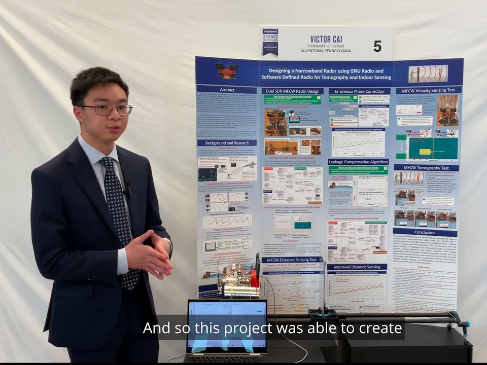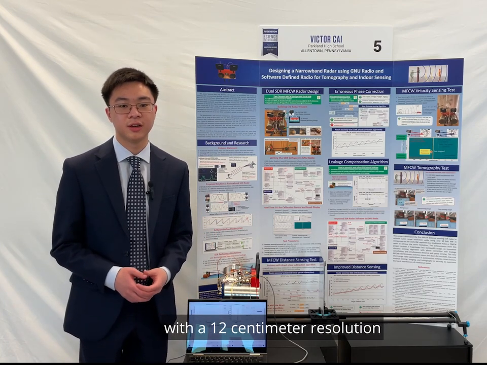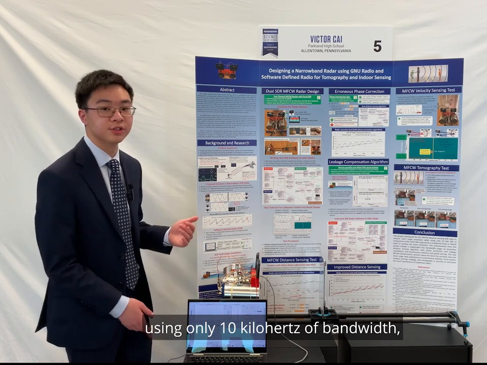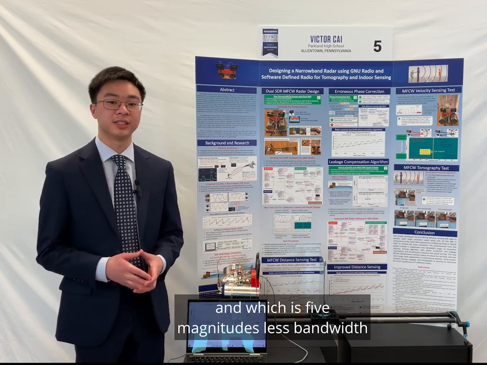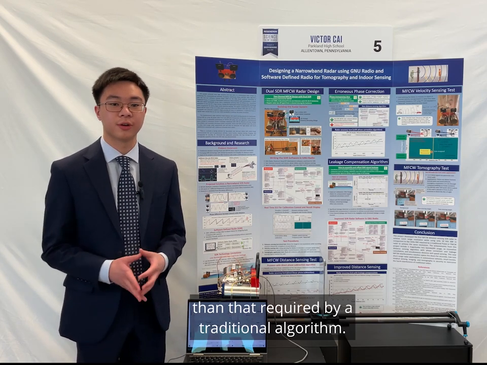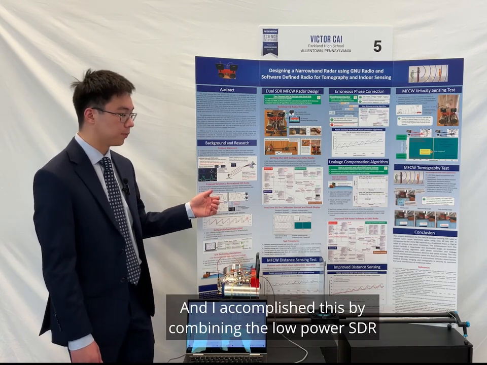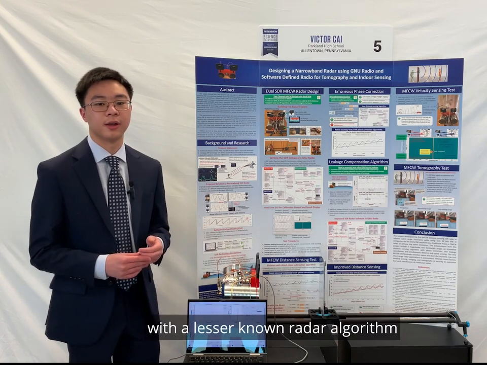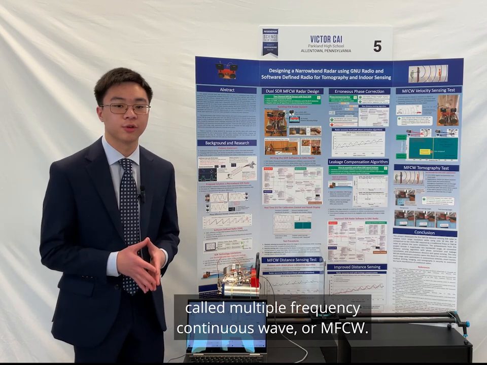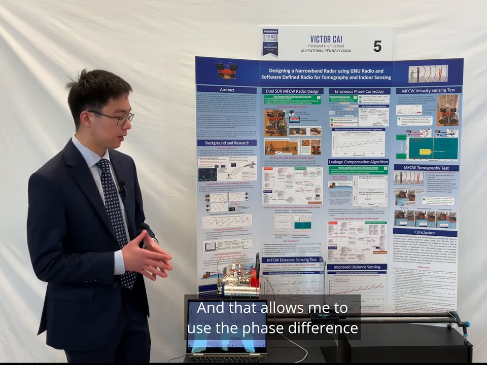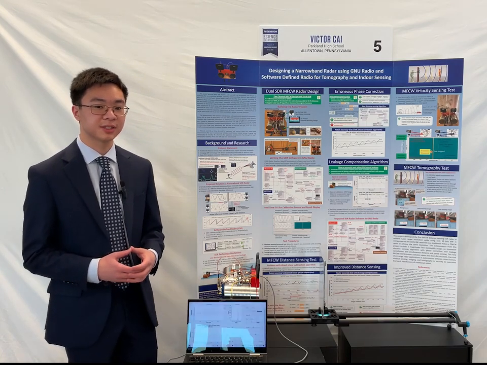And so this project was able to create such an SDR distance sensing radar with a 12 centimeter resolution using only 10 kilohertz of bandwidth, which is 5 magnitudes less bandwidth than that required by a traditional algorithm. And I accomplished this by combining the low power SDR with a lesser known radar algorithm called multiple frequency continuous wave, or MFCW. And that allows me to use the phase difference between multiple frequencies to calculate the distance.